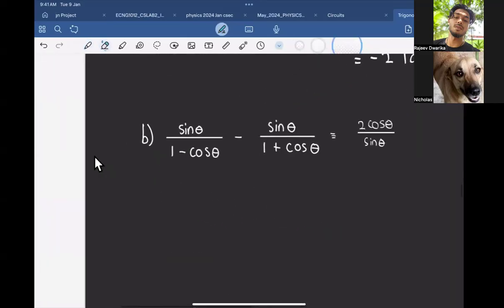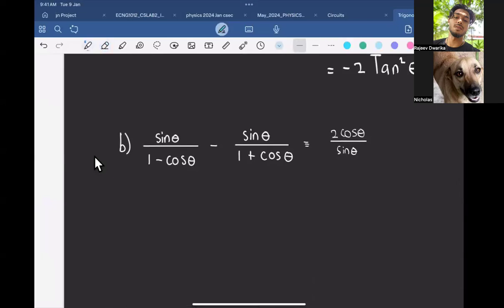Right, so Nicholas, let me do this question here. Is everything in terms of sine and cos? Do you see any tan? No, you don't see any tan. That's good. So we could proceed to do what now?